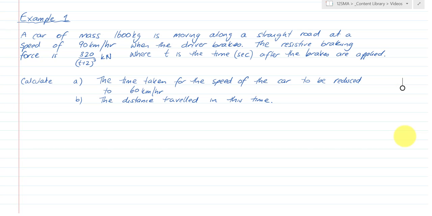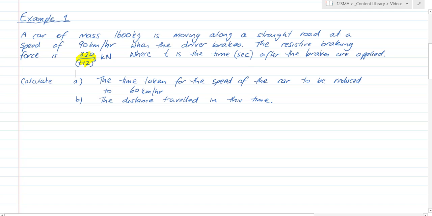So example 1: a car of mass 1600 kilograms is moving along a straight road at a speed of 90 kilometers per hour. When the driver brakes, the resistive braking force is that. You can see this is what makes this question a bit different. And it's in kilonewtons as well, where t is the time in seconds after the brakes are applied. Calculate the time taken for the speed of the car to be reduced to 60 kilometers an hour and the distance travelled by the car in this time.